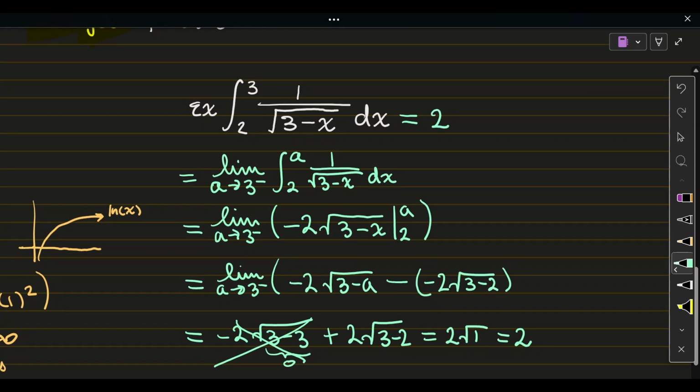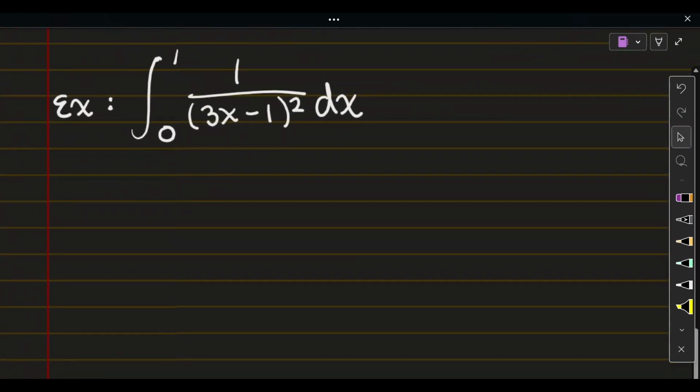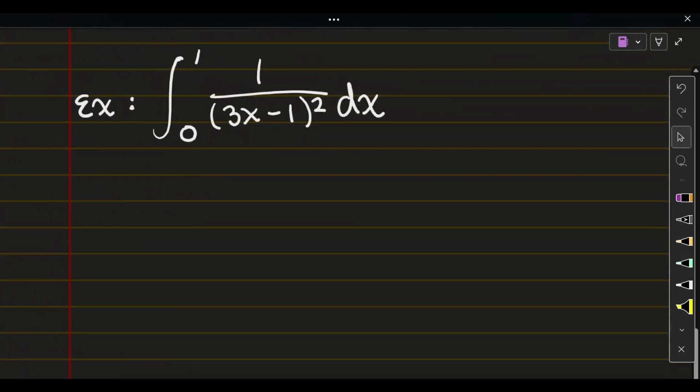Okay. Moving on, we have the integral from 0 to 1 of 1 over (3x minus 1) squared dx. I can see that there is going to be a discontinuity at 1/3. The reason I see that is because if I plug in x equals 1/3, I have 3 times 1/3 minus 1 squared in the denominator, which is 1 minus 1, which is 0. So there's a discontinuity at 1/3.